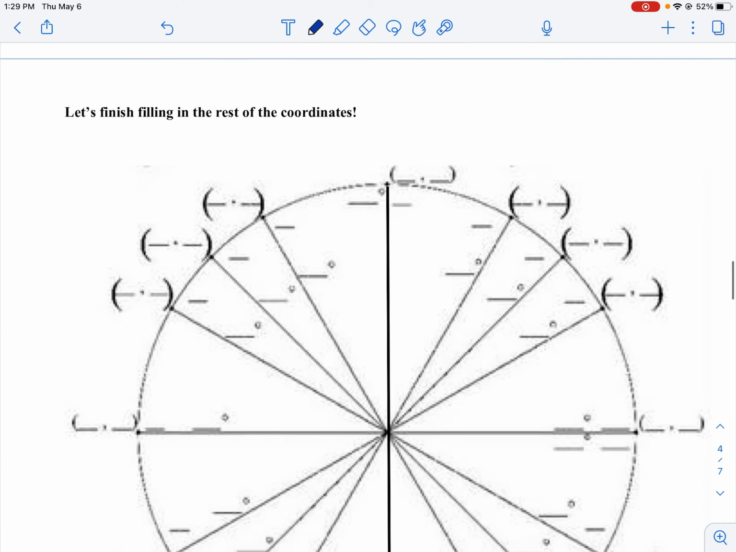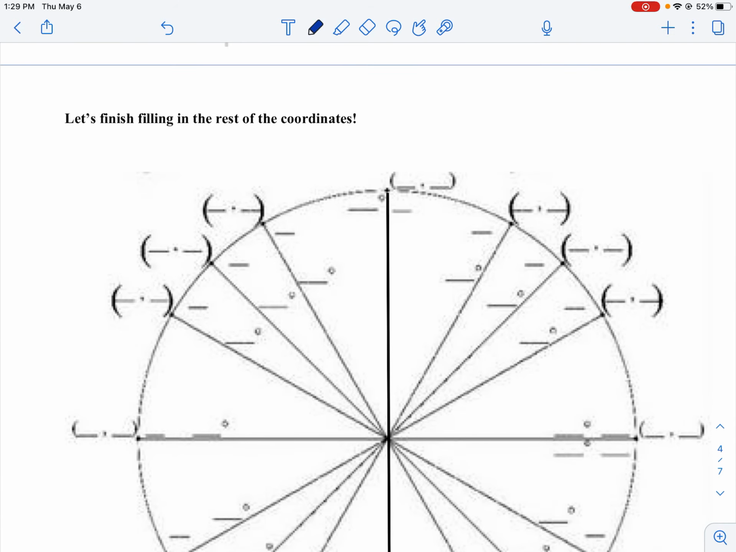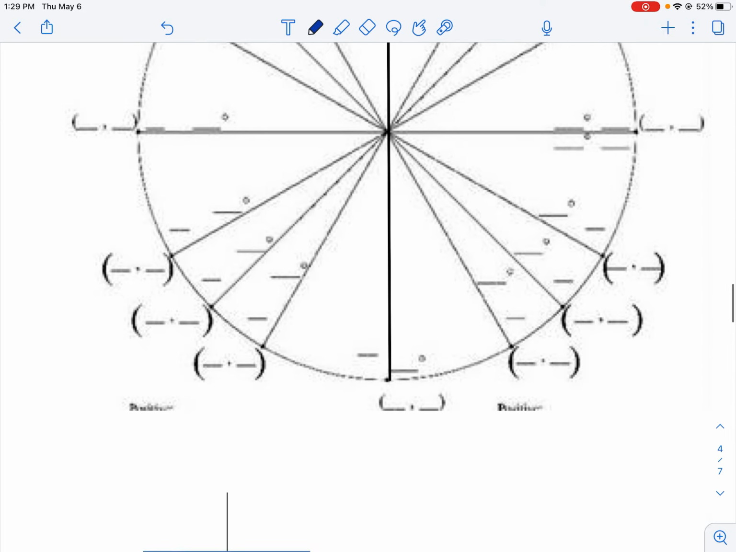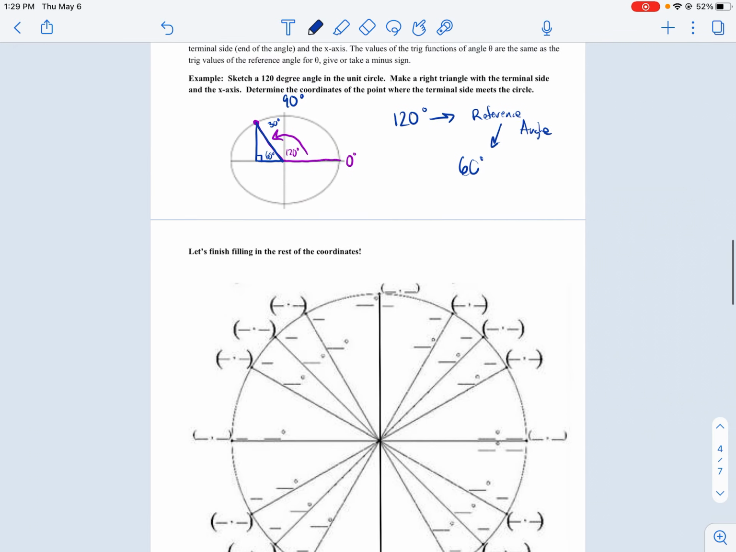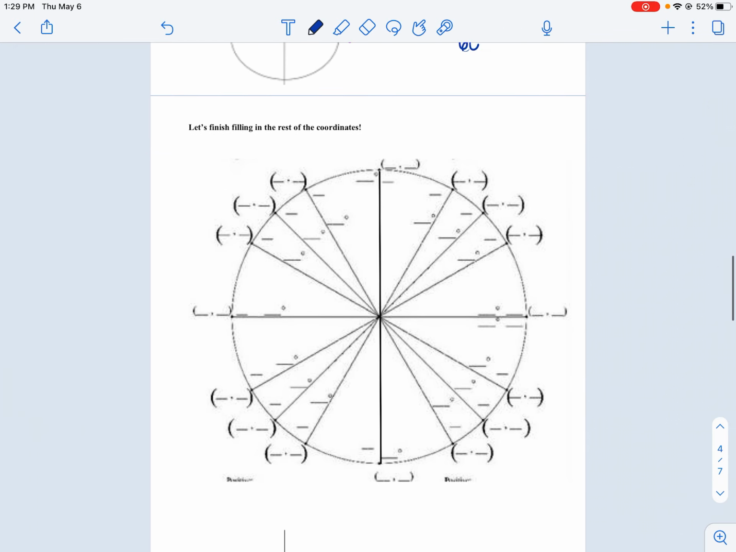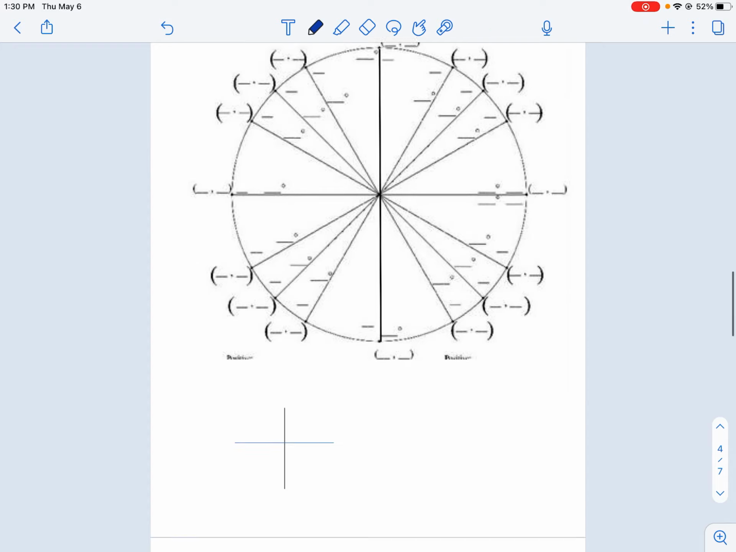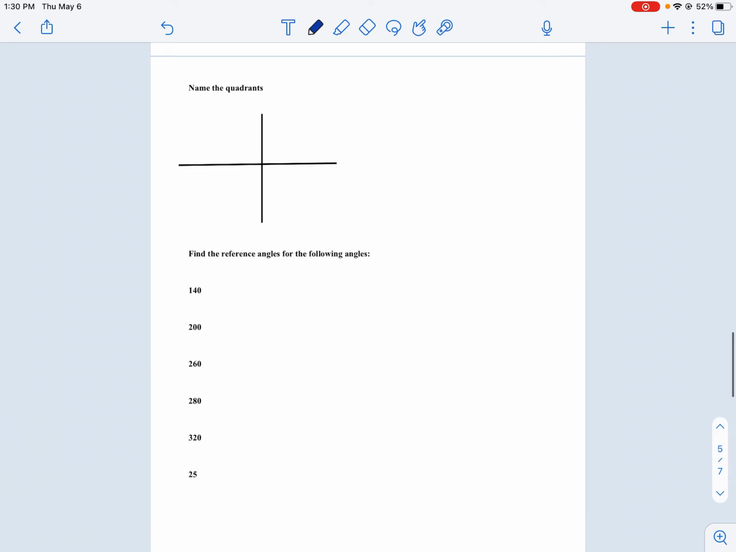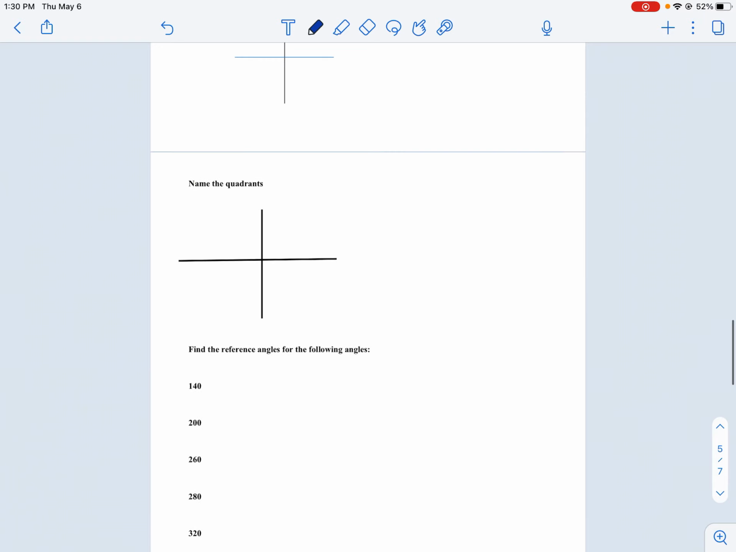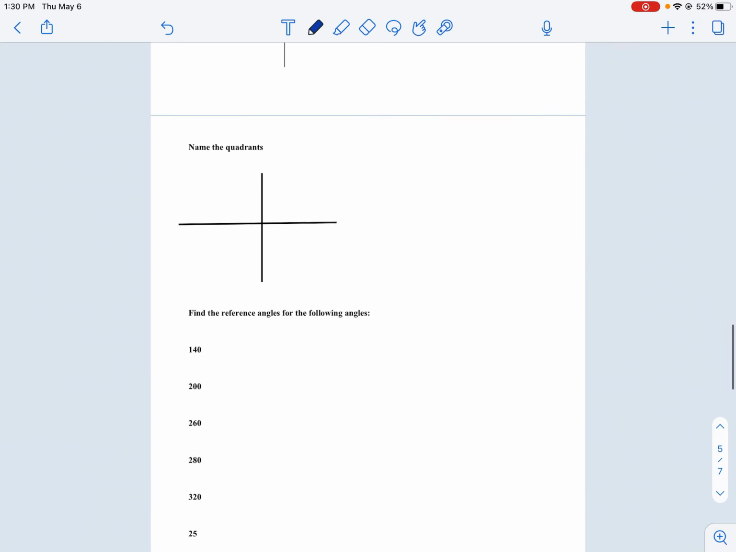It says let's finish filling out the rest of these coordinates. I'm not going to do this for the video because it'll be too lengthy, but you can look for this to be filled in on the answer key. I'd like to get down to the rest of the part here. It says find the reference angle. In order to find that, now we're going to name the quadrants. This is quadrant 1, quadrant 2, quadrant 3, quadrant 4.